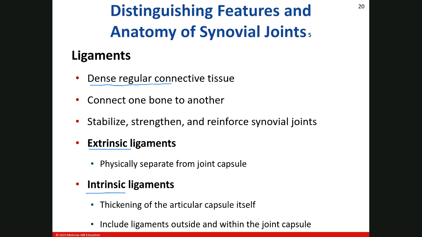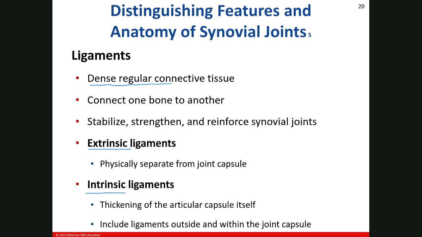The extrinsic are going to be doing the heavy lifting for joint stability, okay? So they're going to actually physically separate from that joint capsule. They won't be a part of that joint capsule. So if you were to dissect that joint and you're getting into that joint capsule area, you would be able to differentiate an actual ligament from the joint capsule, and that would be referred to as an extrinsic ligament, all right?